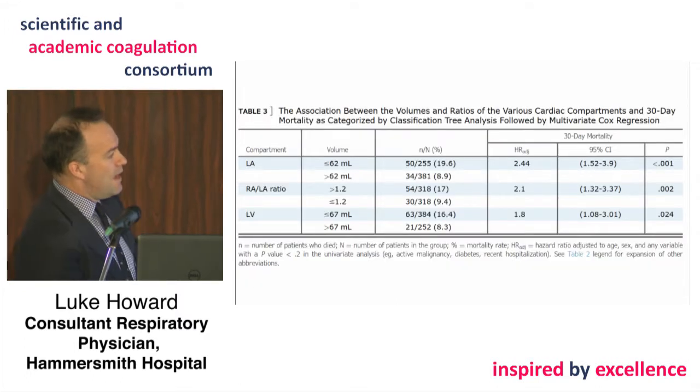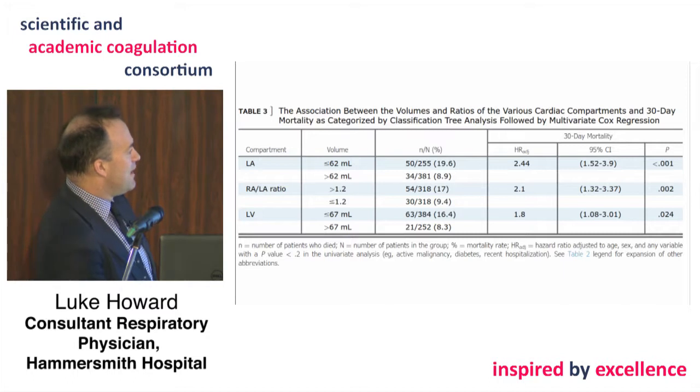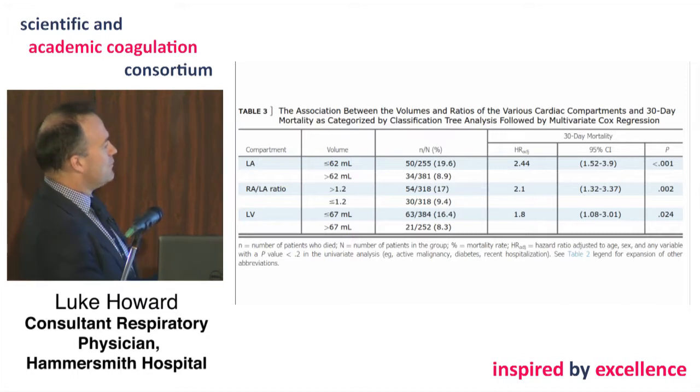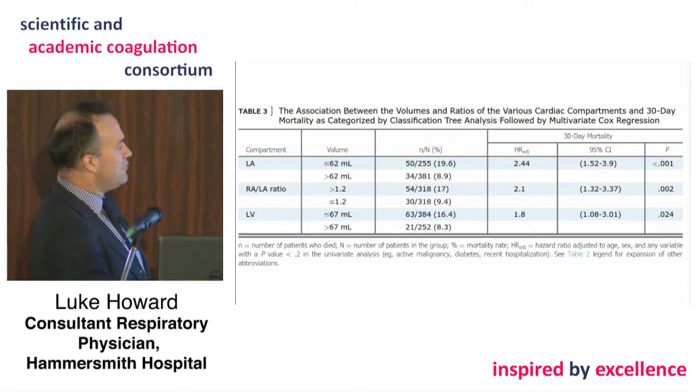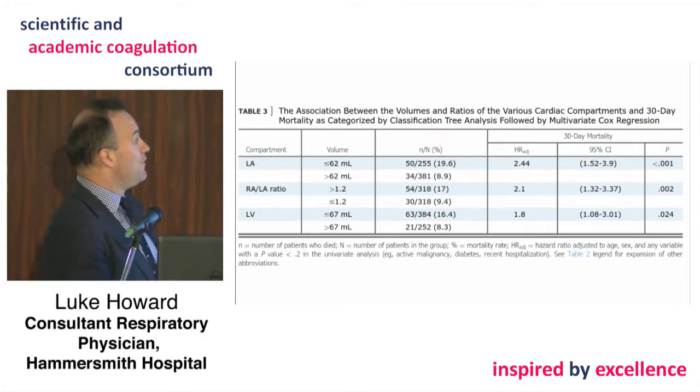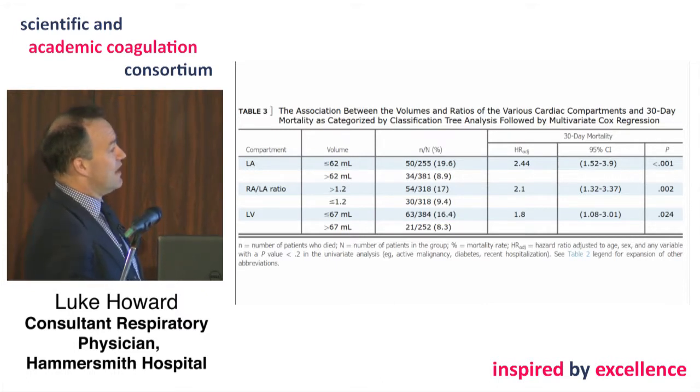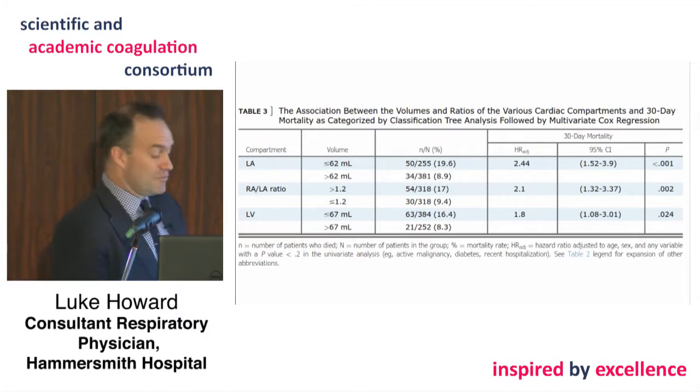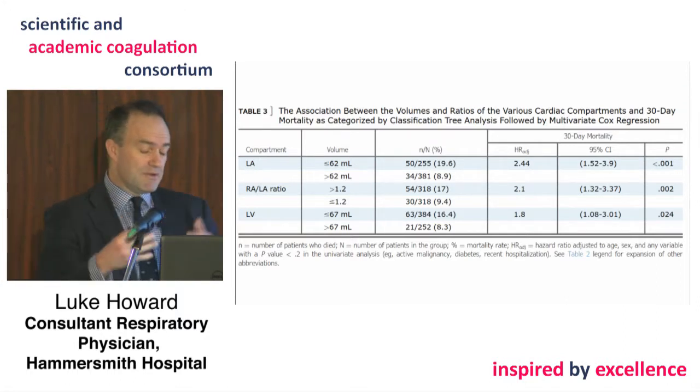So in this particular study, they found that when they looked at the left atrial size or the RA-LA ratio or the LV size, a small left atrium had the greatest predictive power of 30-day mortality. So a big right atrium and small left atrium and a small left ventricle, but the left atrial size is important. So maybe that's something else that is going to factor in.